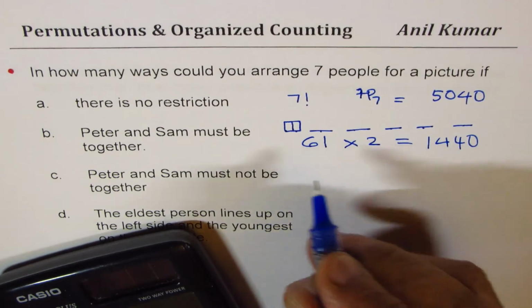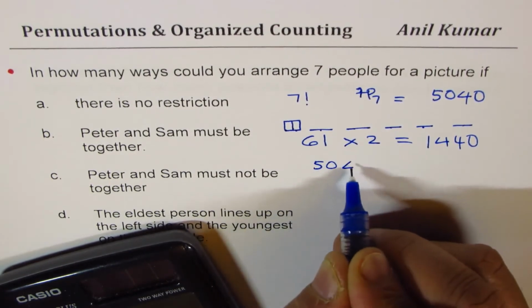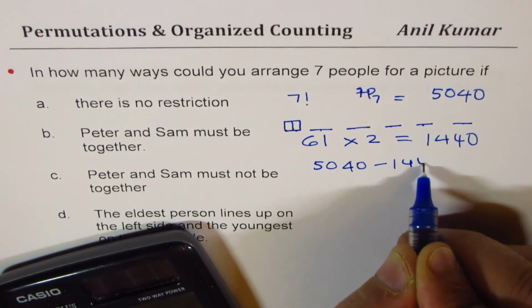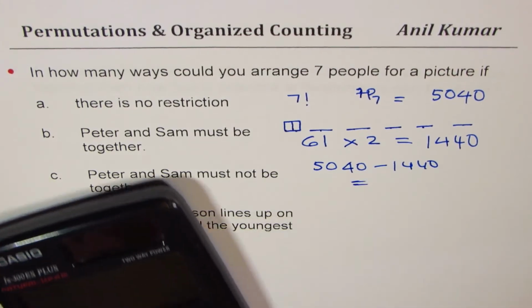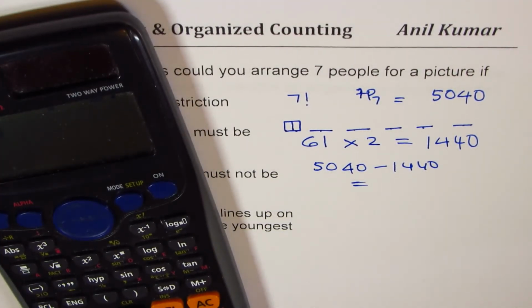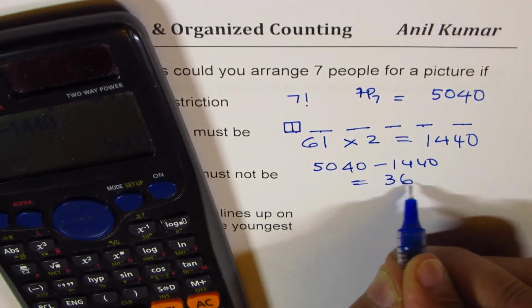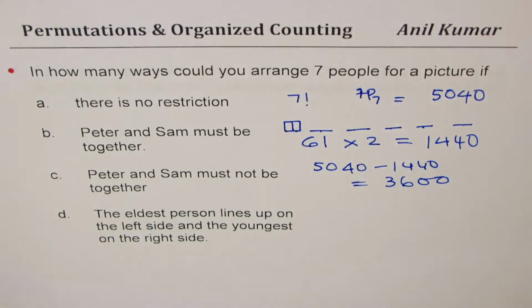That means the difference of these two. So it is 5040, take away 1440, correct? So let's do that. 5040, take away 1440. That gives you 3600 as the answer.